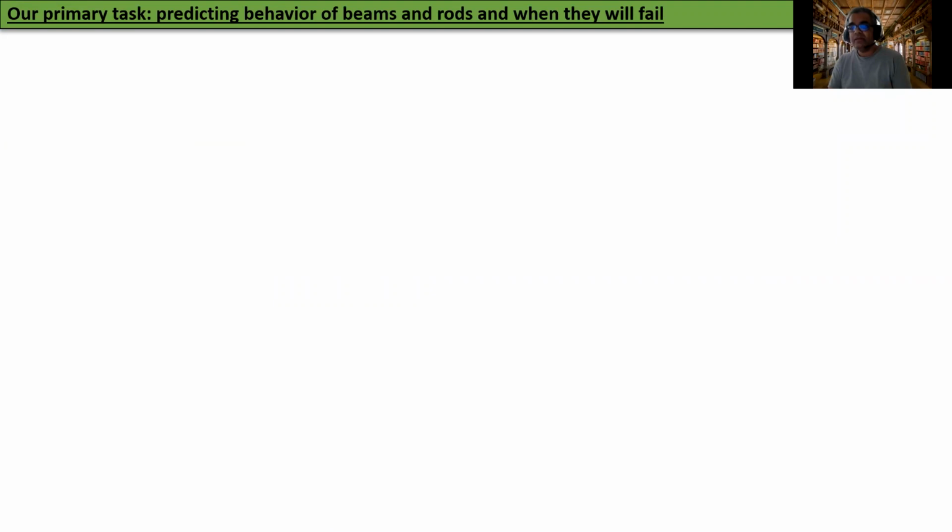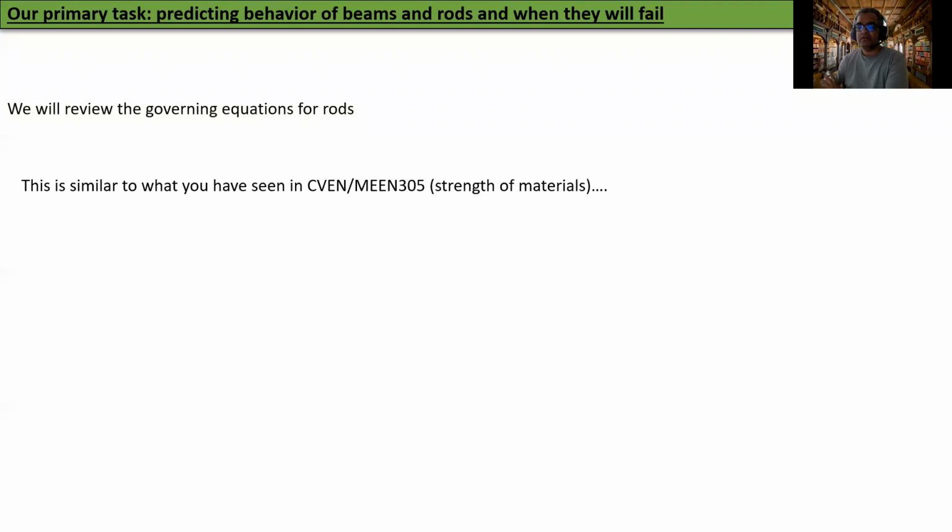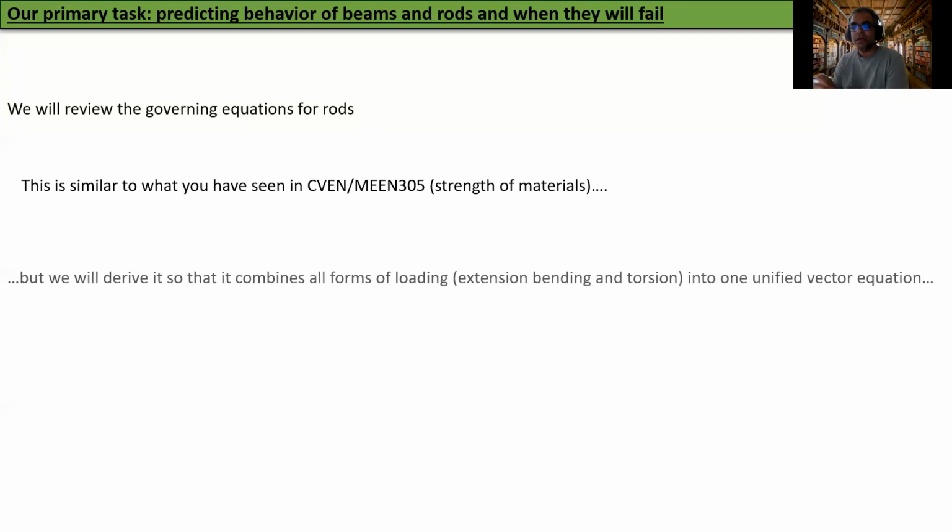Our primary task is predicting the behavior of beams and rods and when they will fail. We will review the governing equations for rods. This is similar to what you have seen in Mean 305 or Civil Engineering 305 or whatever you might call it, strength of materials. But we will derive it so that it combines all forms of loading, extension, bending, torsion into one unified equation. Okay, so that's really what we are planning to do.